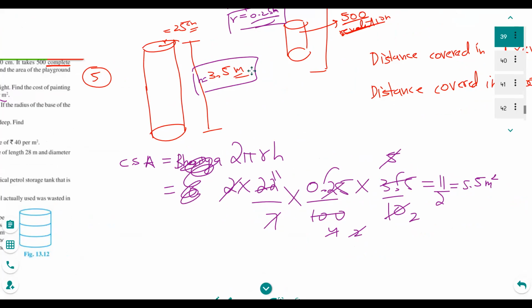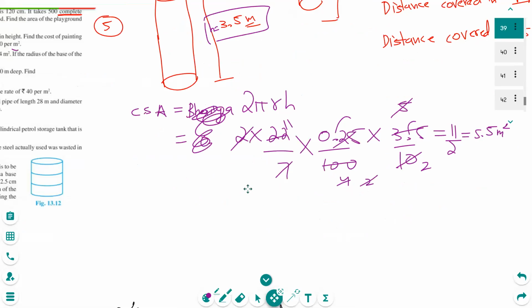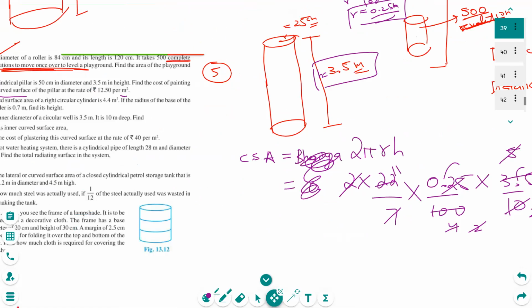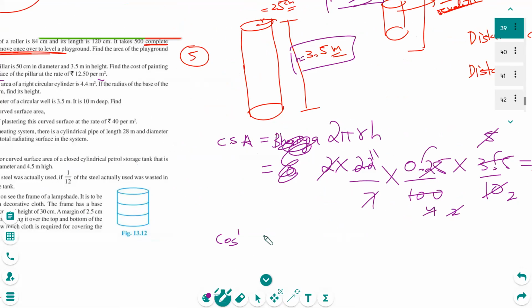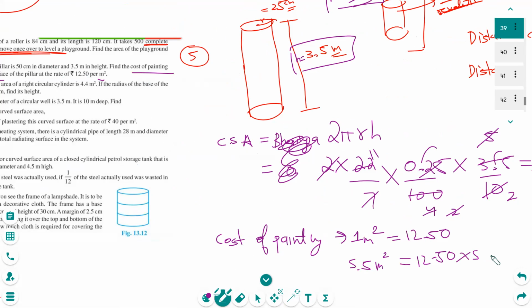Yes, sir. Okay. So this is my curved surface, but I need to find the cost. So I quickly need you people to calculate the cost. Cost of painting, yes, it's the painting. So the rate is per meter square 12.50. Quickly calculate the cost for 5.5 meter square. Multiply it by 5.5 and tell me the answer.